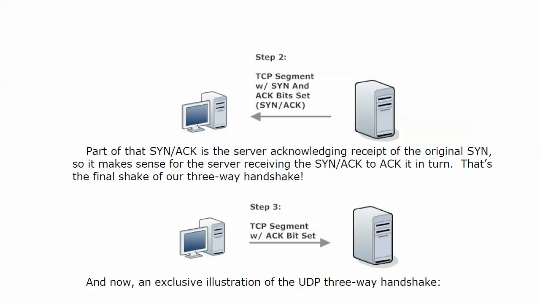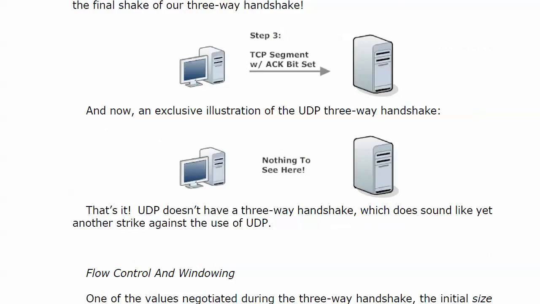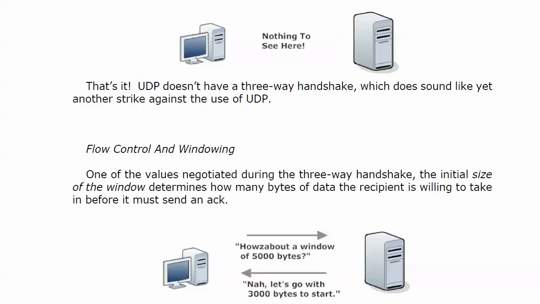And now I have for you, coming up on the board, an exclusive illustration of the UDP three-way handshake. And there it is, absolutely nothing, because UDP doesn't have a three-way handshake. That client's just going to start throwing stuff at that server. It sounds like another strike against UDP to me. We'll see how that works out.